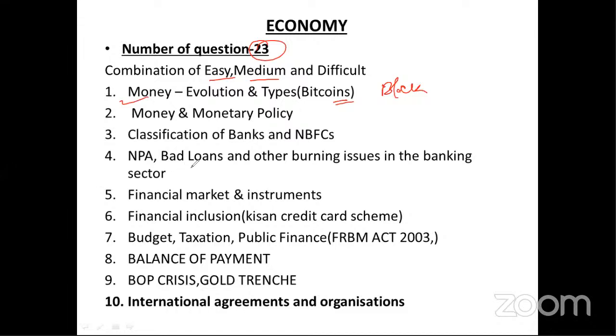Money and monetary policies, all about monetary policy, repo rate, reverse repo rate, and the liquidity adjustment facility. The RBI's credit policy and monetary policy include controlling inflation and controlling fiscal deficit. What steps are taken by the RBI will be important here. Classification of banks and non-banking financial companies, like scheduled banks and cooperative banks. What are the functions of scheduled banks and cooperative banks? Then non-performing assets, bad loans, and other burning issues in the banking sector. If you are reading a newspaper every day, then you understand the banking problems in our country.